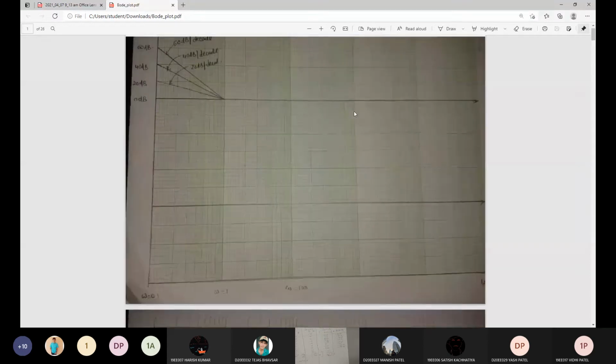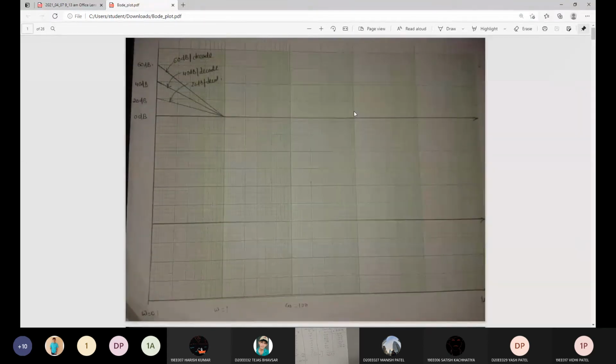Is the screen visible? Yes, sir. Are you able to see the graph paper?